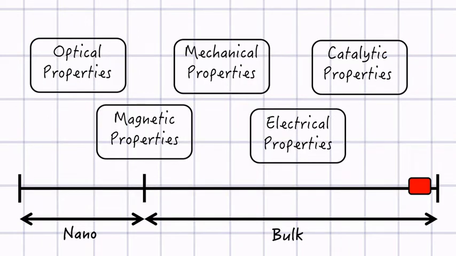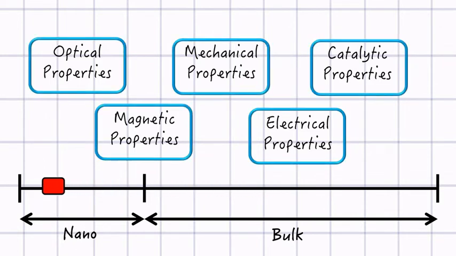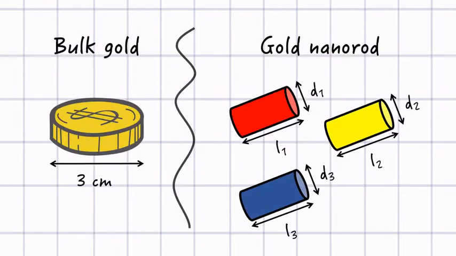So why are nanoparticles important? Because they show very different physical and chemical properties, such as optical, electrical, mechanical, magnetic, and catalytic properties, compared to their bulk counterparts. For example, we can see gold coins in gold color, but gold nanoparticles have different colors.